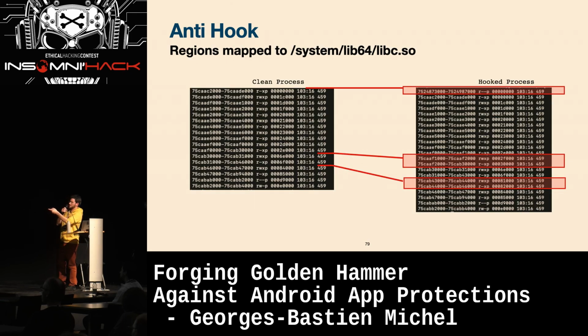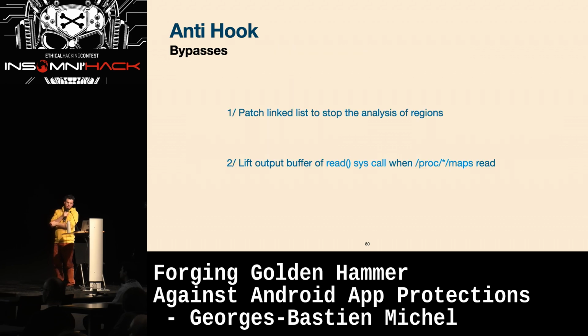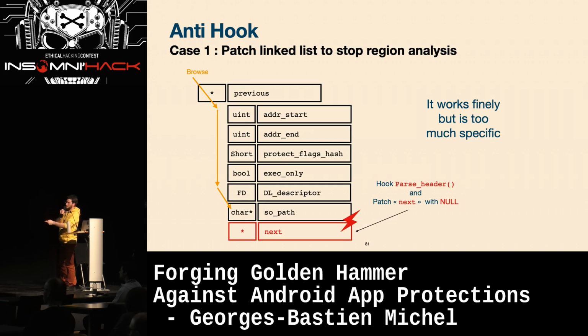Okay, on the left you have the mapping for libc inside a clean process, and on the right, the hooked process. So at this step, we have two ways to bypass the anti-hook. The first is specific to how the hook works, as I explained: you could patch the linked list in order to stop the analysis. Or we could filter the output of the read of proc self maps in order to hide Frida. This one works fine, but it is too specific to the protection tools.